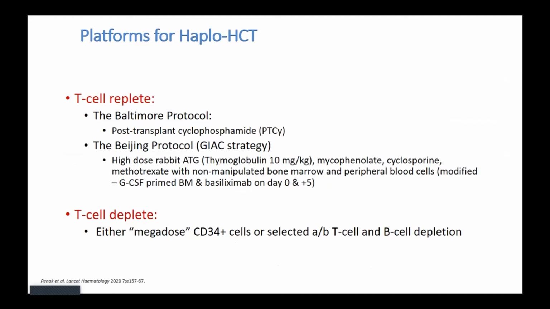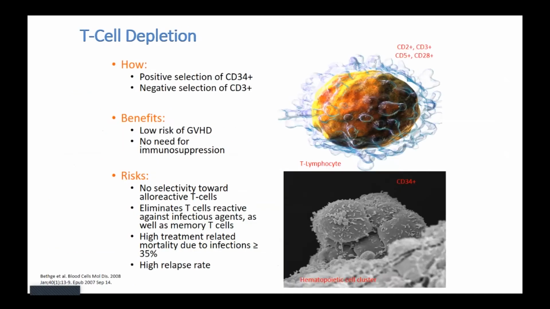Switching gears to the clinical component. Now, there are 2 famous platforms to use for stem cell haploidentical transplant. One is the T-cell replete, and the other is T-cell deplete strategies. Let's first discuss briefly the T-cell depletion strategies. T-cell depletion involves positive selection of CD34 cells or negative selection by removing CD3 positive and CD19 positive cells. The benefit of this strategy is that there's virtually no risk of graft versus host disease, and there's no need for immunosuppression after the transplant.